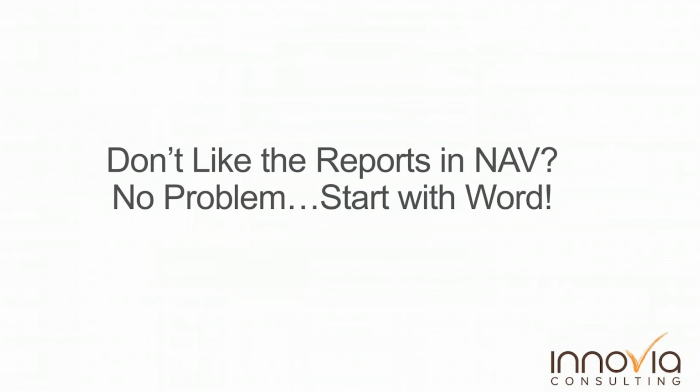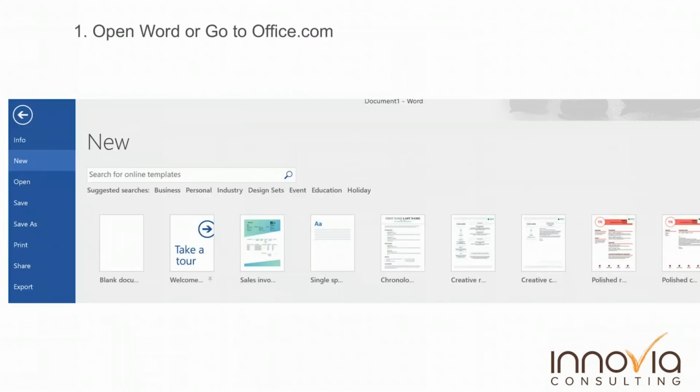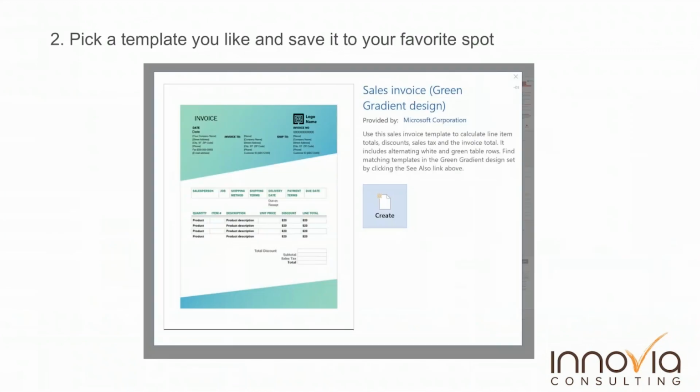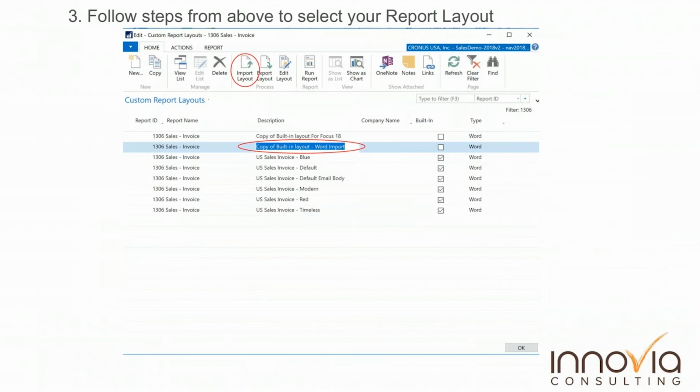Now, if I want to get a little bit more fancy, and this was one of my favorites, I could start out with my own Word template. So I could go out and actually go to Word or Office.com and go find a template. So in this case, you'll see this sales invoice that I have down third from left. I just wanted to find one that was a little bit sexier and bring it into NAV. And so it says create. It was free. It was easy. And so I imported the layout.